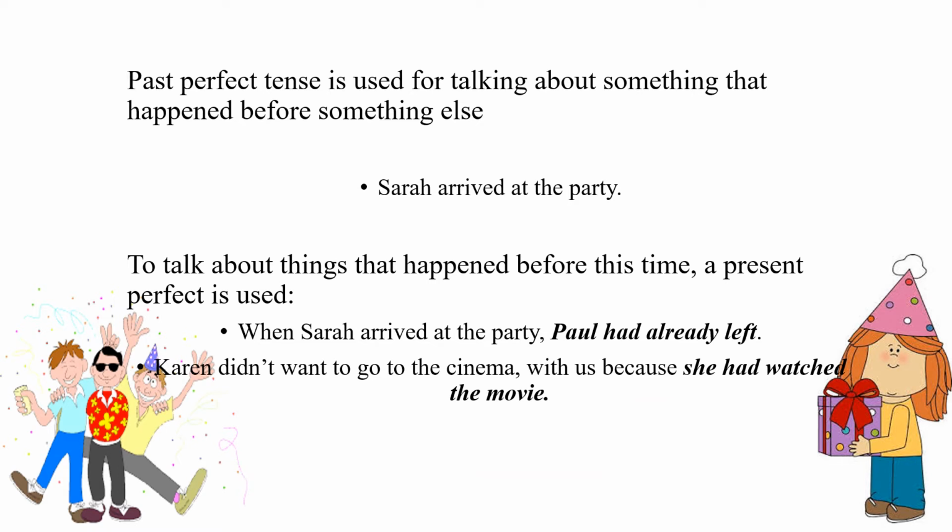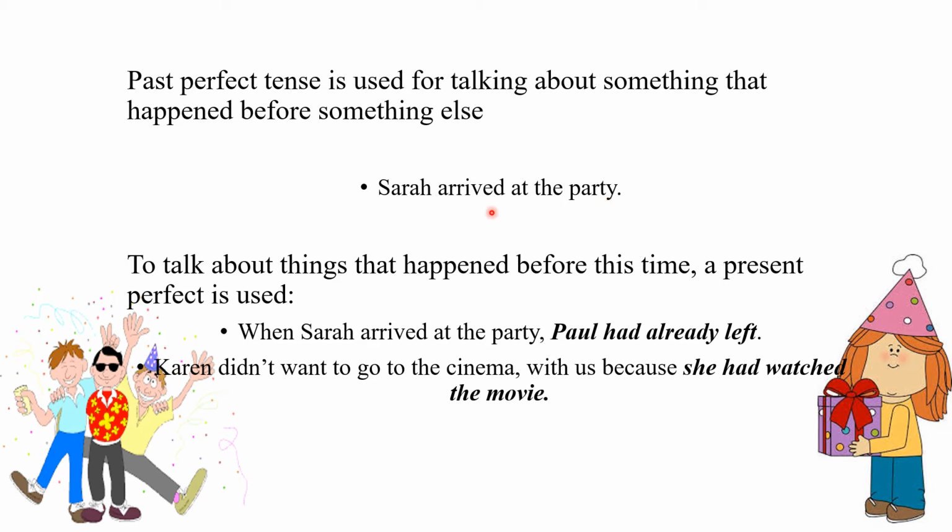A past perfect tense is usually used to talk about something that happened before something else. Usually, we use a past tense to talk about something that happened in the past, like Sarah arrived at the party. And this is the starting point of the story.